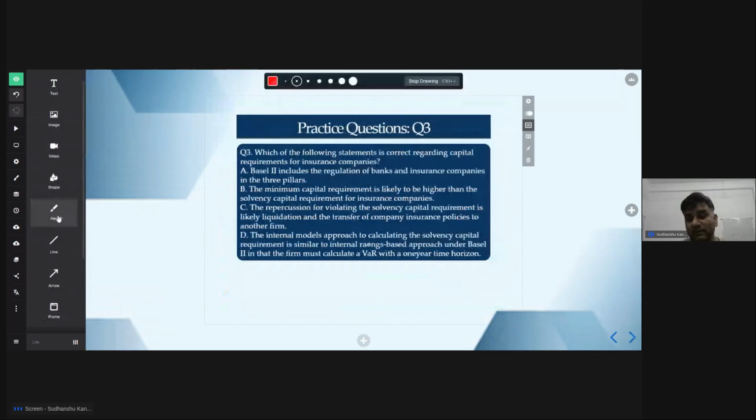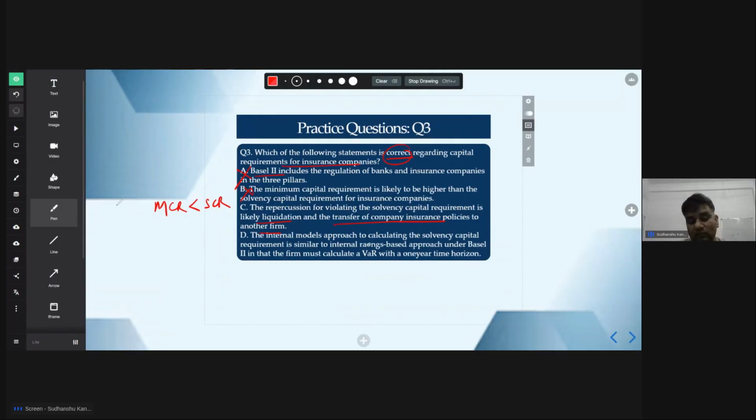Which of the following statements is correct regarding capital requirements for insurance companies? The first statement: Basel II includes the regulation of banks and insurance companies. Please understand that Basel II is for banks, not for insurance companies. The second: the minimum capital requirement is likely to be higher than the solvency capital requirement for an insurance company. No, MCR is actually lower than SCR. SCR is higher. The third: the repercussion for violating the solvency capital requirement is likely liquidation and the transfer of the company's insurance policies to another firm.